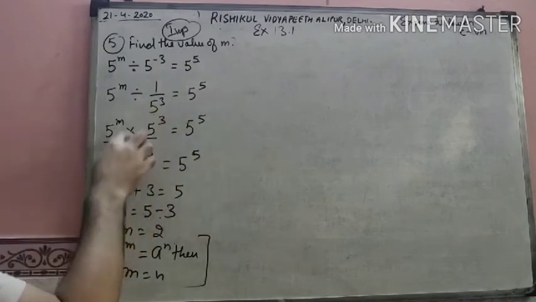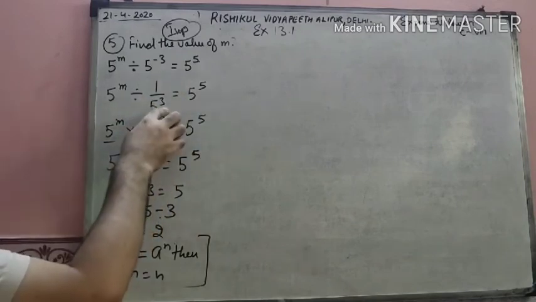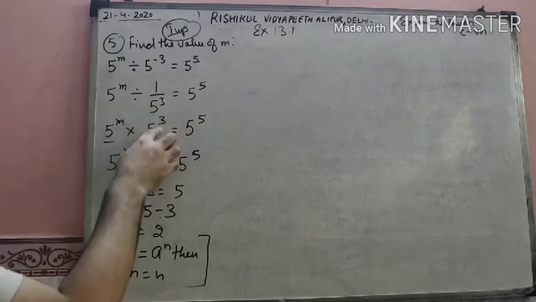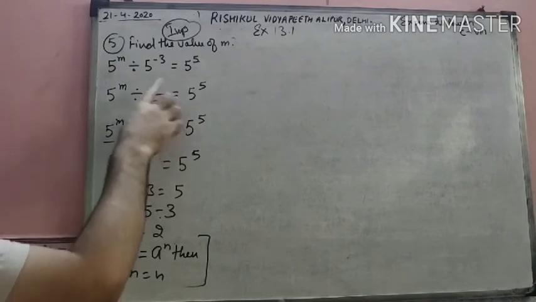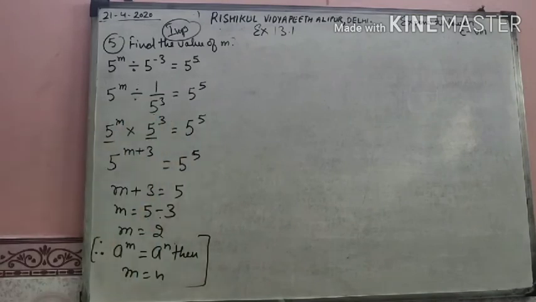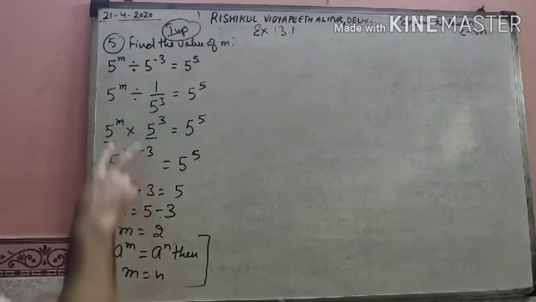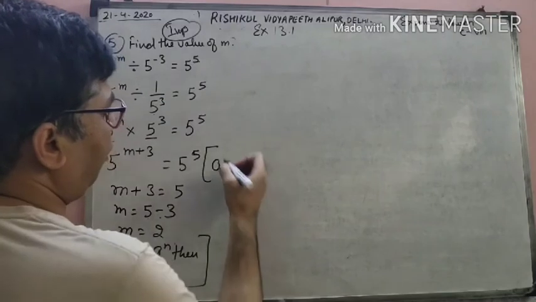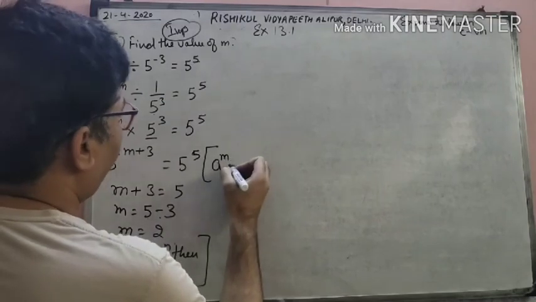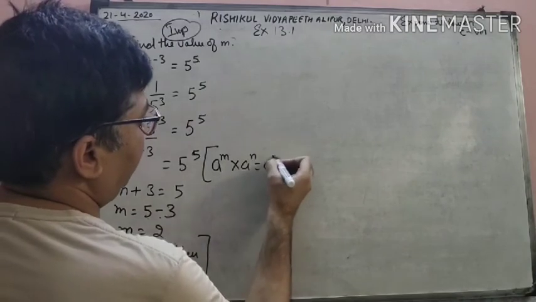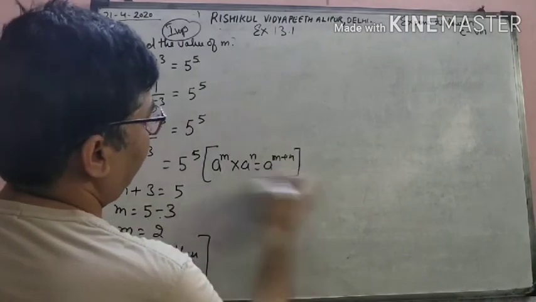Now this divide will be multiplied and here we use the reciprocal of it. The reciprocal of 1 upon 5 raised to power 3 is written as 5 raised to power 3. Now the bases are the same, so the powers are added. We apply the law of addition: a raised to power m into a raised to power n is equal to a raised to power m plus n.